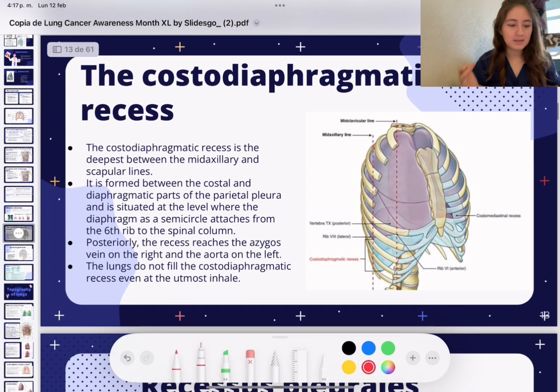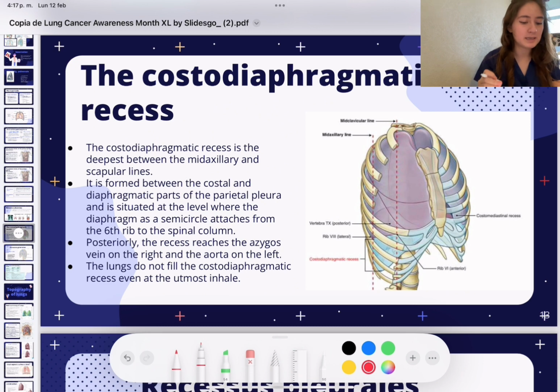The costodiaphragmatic recess is the deepest between the mid-axillary and scapular lines. It is formed between the costal and diaphragmatic parts of the parietal pleura and is situated at the level where the diaphragm has a semicircle attached from the sixth rib to the spinal column. Posteriorly, the recess reaches the azygos vein on the right and the aorta on the left. The lung doesn't fill the costodiaphragmatic recess, even in almost full inhale.